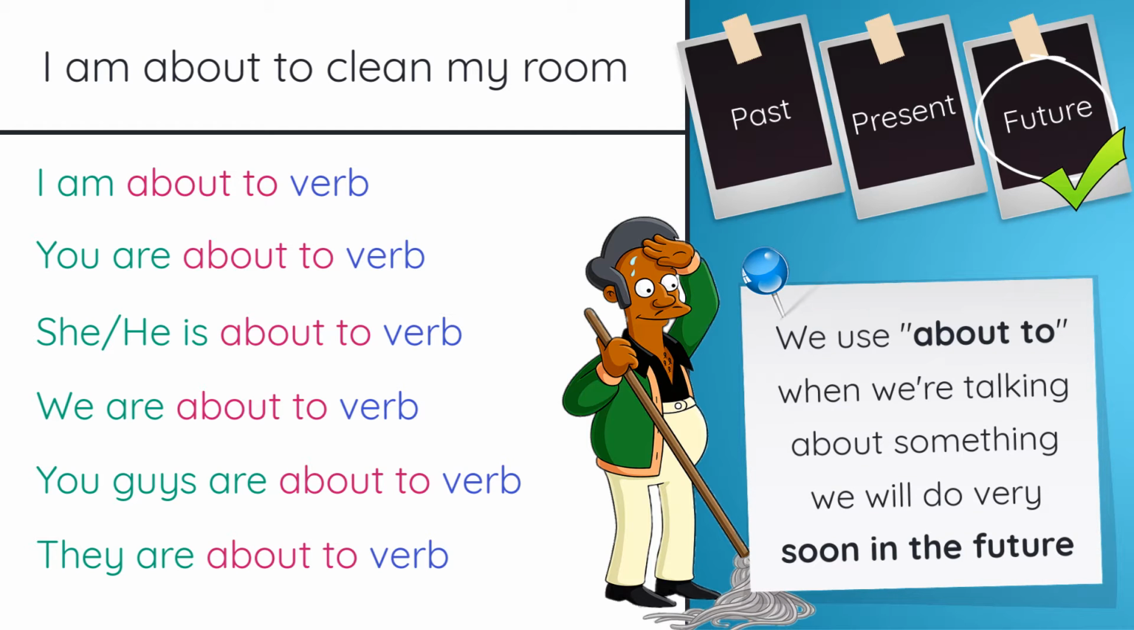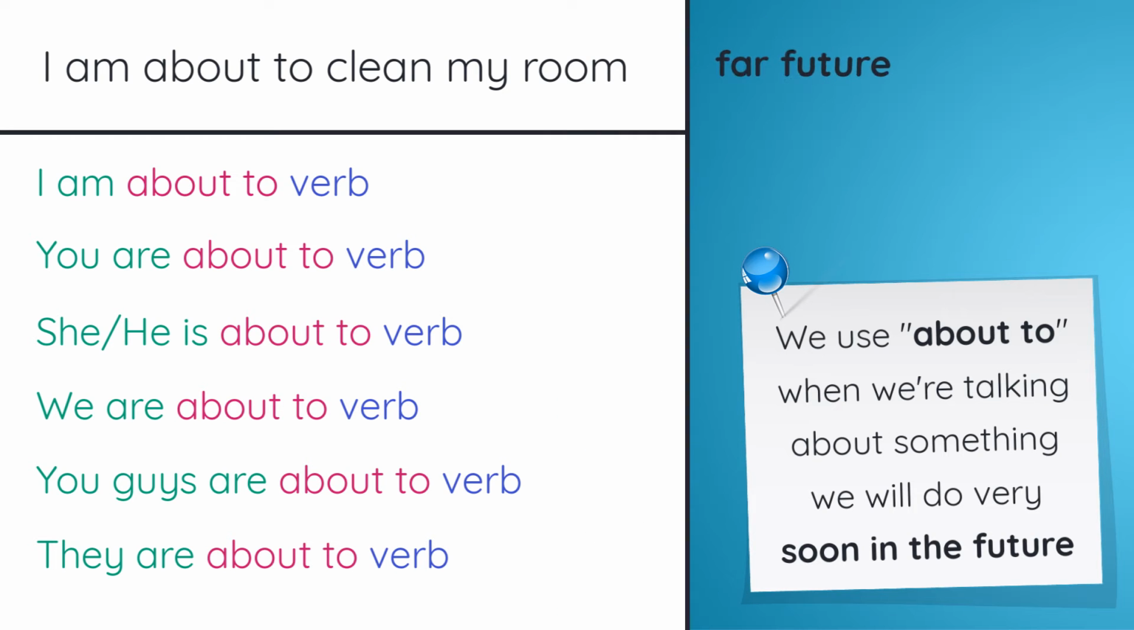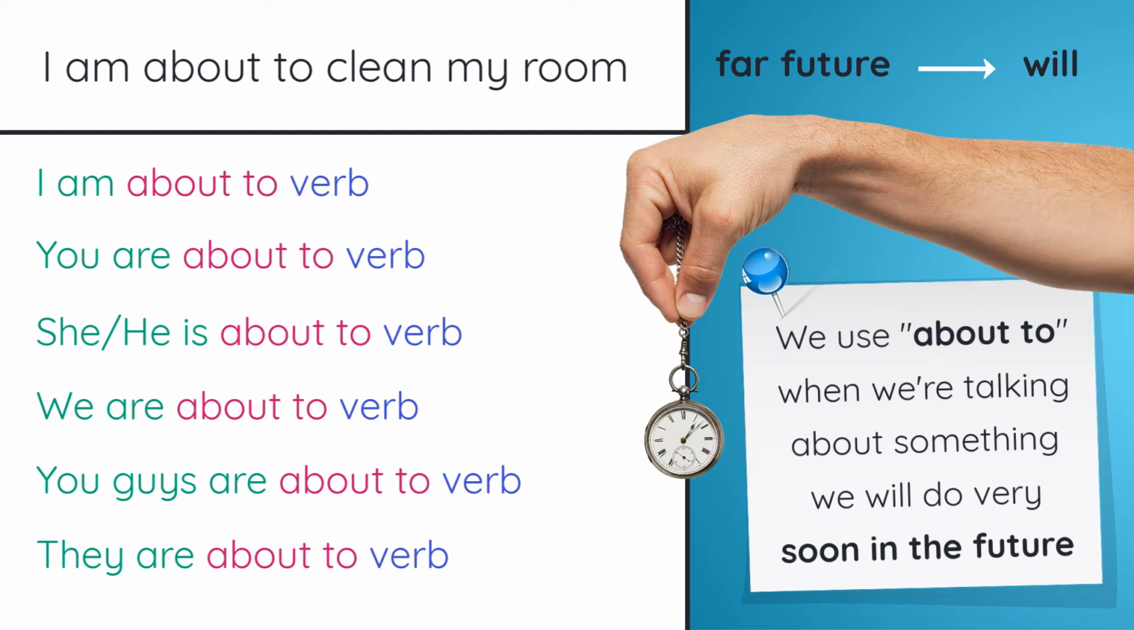We use about to when we are talking about something we will do very soon in the future. We are not talking about far in the future. We usually use will for that. We are talking about very, very soon, like in the next 5 minutes or in the next couple of minutes. So, I am about to give you some examples of about to.